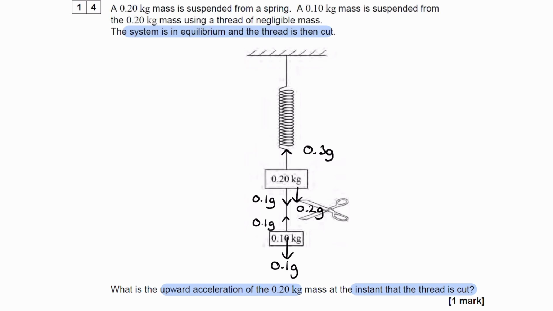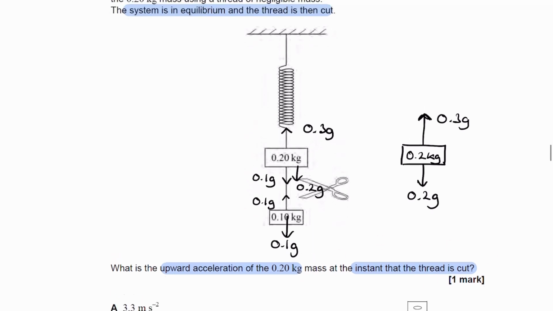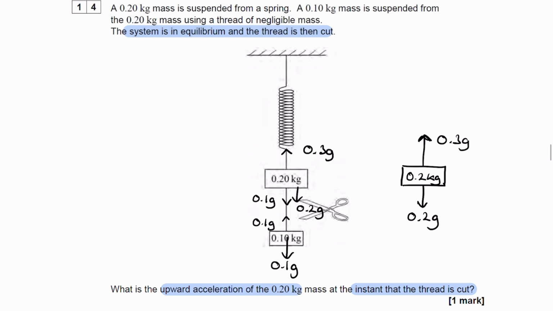Now, when the thread is cut, the 0.2 kilogram mass still experiences a downward weight force of 0.2 g. That can't change. There's no more downward tension force because the string is cut. The upward force in the spring would still be 0.3 g, at least immediately after it's cut. And the reason for that is because as soon as we cut this string that we have here, the spring hasn't had a chance to unstretch yet, because we're looking at the instant that the thread is cut. So immediately after it's cut, the spring has not had a chance to unstretch.